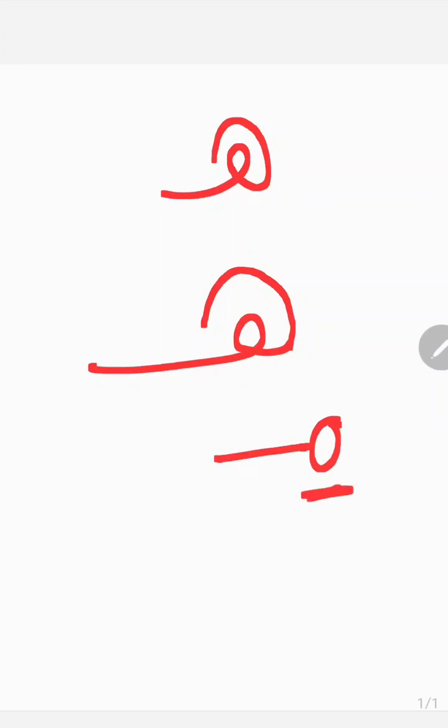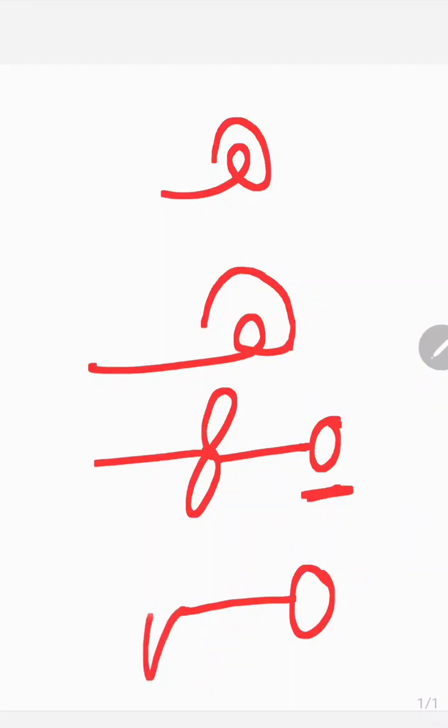This is ma, the previous letter ma. This is ha, and it can be like this also, ma, ma, ma. Okay, so this is letter ha.